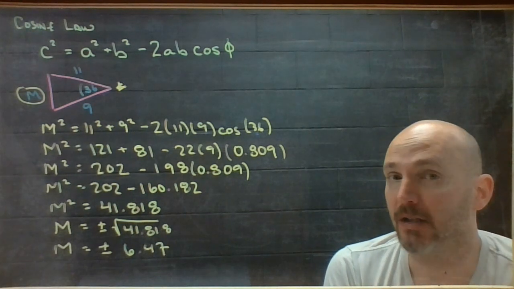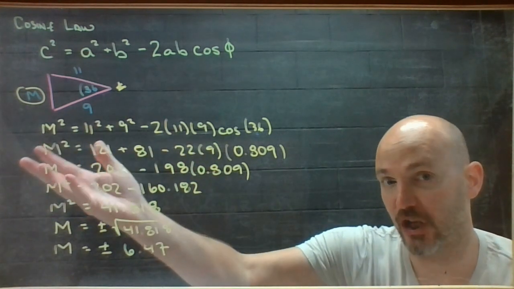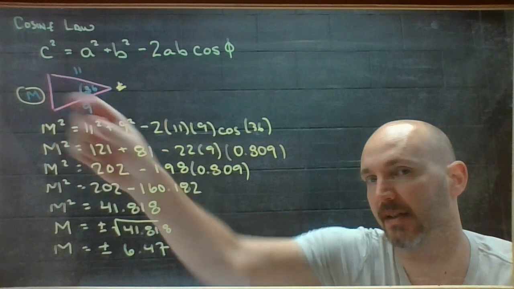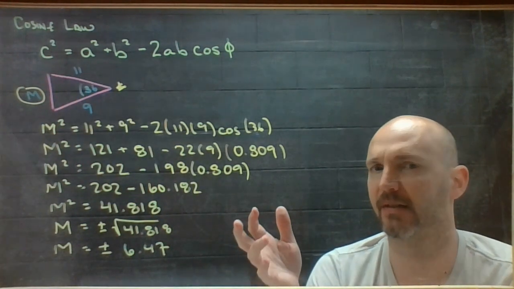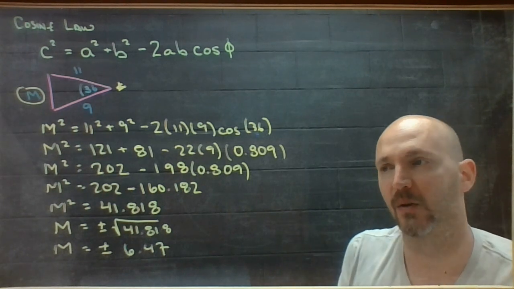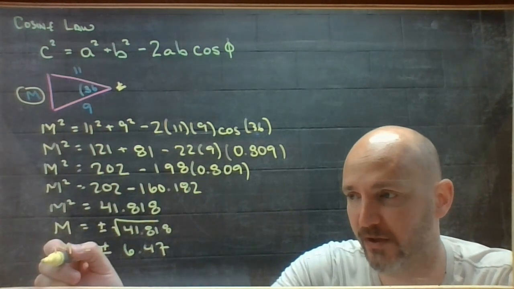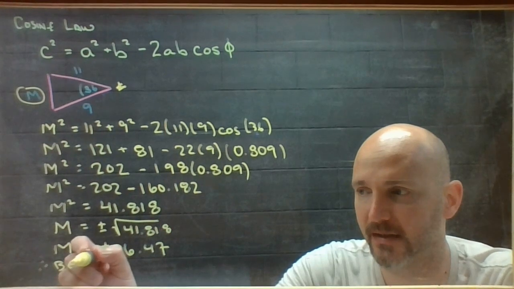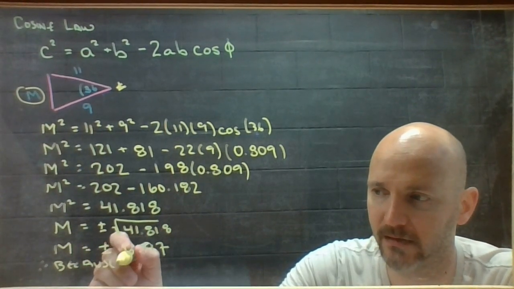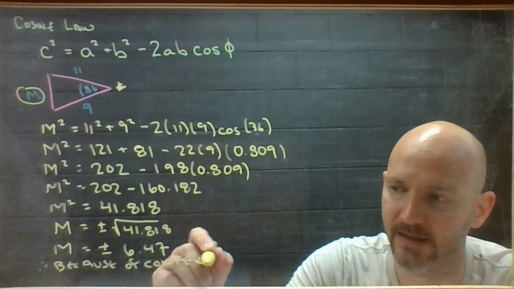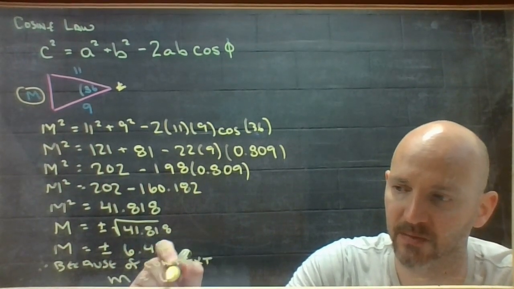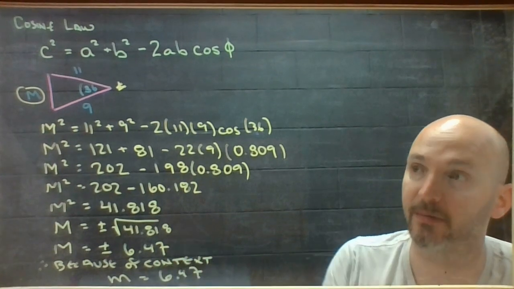Now, in the context of a geometry problem, the length of this side can't be negative, right? Negatives aren't allowed for lengths. That doesn't make any sense. So in this particular question, because of context, the length of that side is going to be positive 6.47 units.